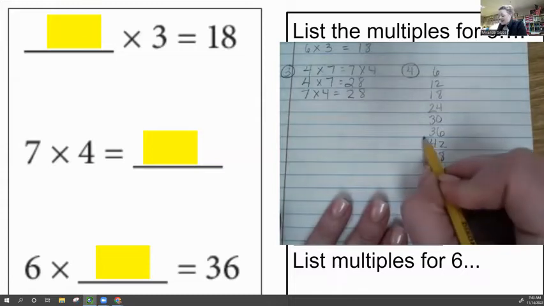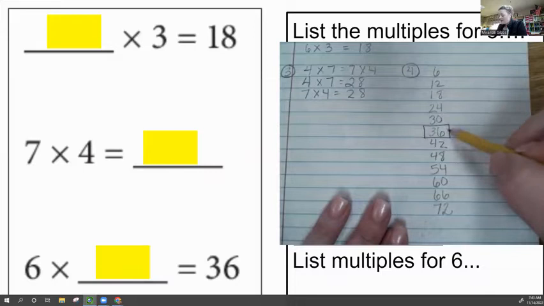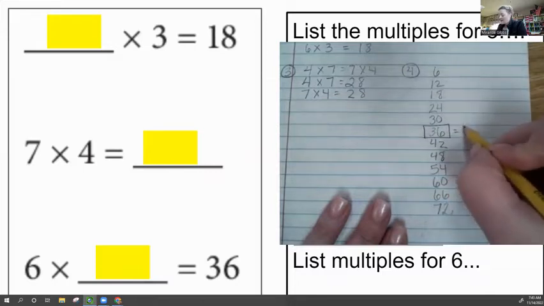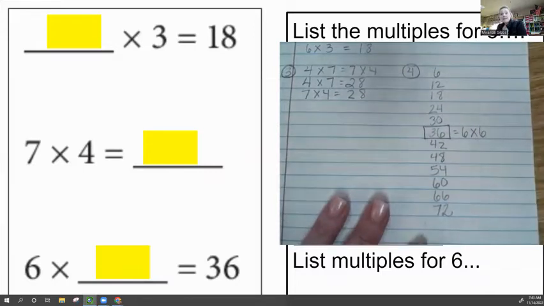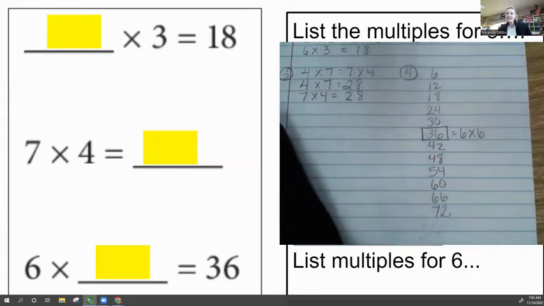And so then I can see right here, 36 is 1, 2, 3, 4, 5, 6. So 6 times 6 is 36. All right. So how do you feel about that? Pretty good? Okay, let's go to the next slide.